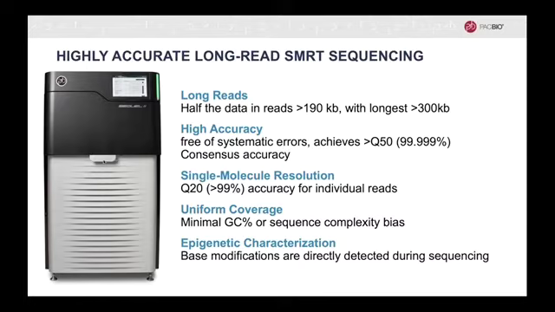You're going to find that half of your data have reads that are longer than 190 kilobases, and some are even longer than 300 kilobases. Because there are no systematic errors, you also get very high accuracy by building consensus through coverage. It also has single molecule resolution, which is important to remember for later in the presentation. And because it doesn't have any sequence context bias, you see uniform coverage across any percentage of GC. As long as you use native DNA, you can also simultaneously detect base modification.